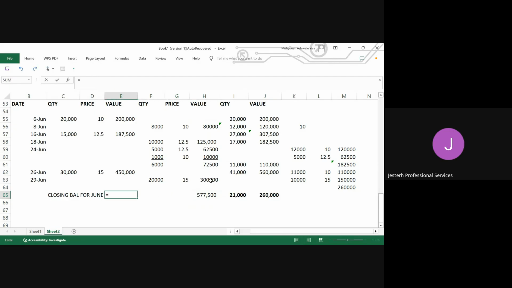So the total issue is 577,500. What is the total of what we purchased? 200,000 plus 187,500 plus 450,000. Now, let's check the total of what we purchased minus the total of what we issued. Good, it means we were on the same line.